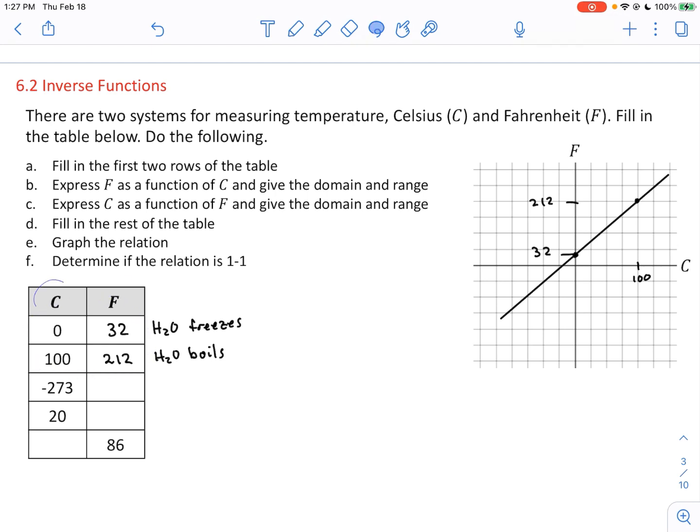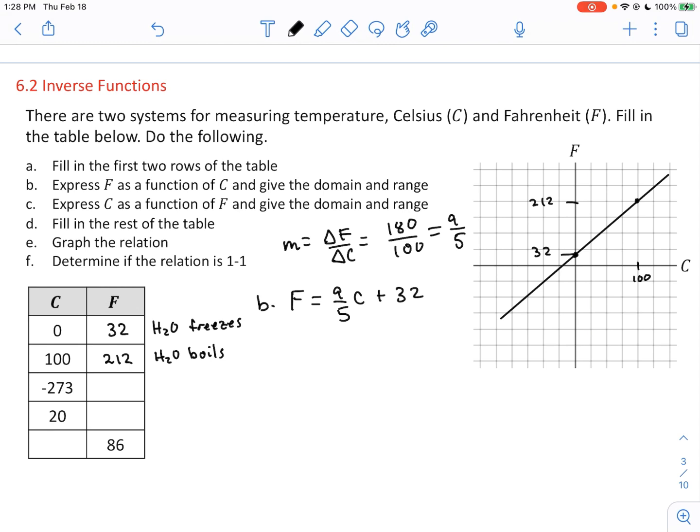So you can pretend like this was just like x and y, and we're going to use our point slope form. Let's first get the slope. So the slope will be the change in y over the change in x. In other words, change in F over the change in C. And in this case here, 212 minus 32 is 180, and the change in C is 100. This is 18 over 10, which is 9/5. One of our points given is a y-intercept. It's a vertical intercept. So we know our mx plus b structure. It's going to be F equals mC plus b.